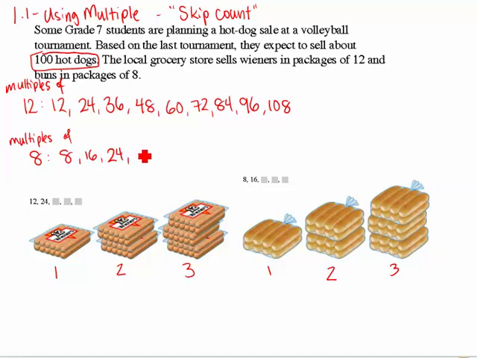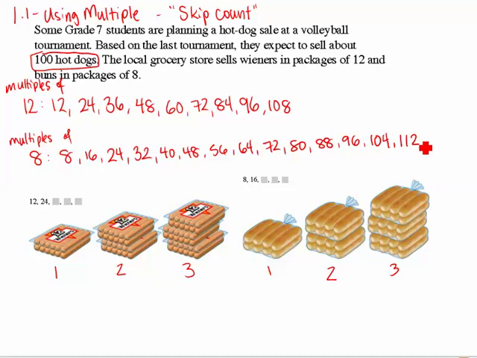And then we continue to skip count: 32, then 40, then 48, then 56, then 64, then 72, then 80, then 88, then 96, 104, and 112. Again, we'll stop right after 100 because we don't really want to sell a lot more than 100 hot dogs. That's how much we expect to sell.